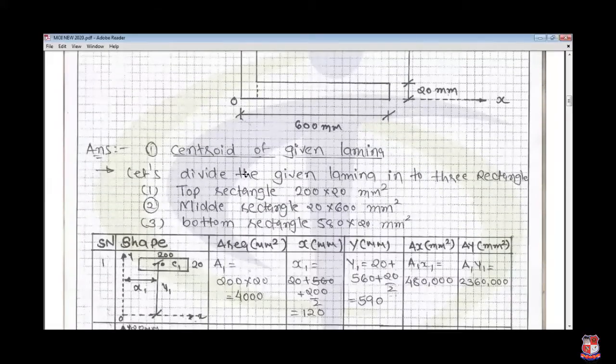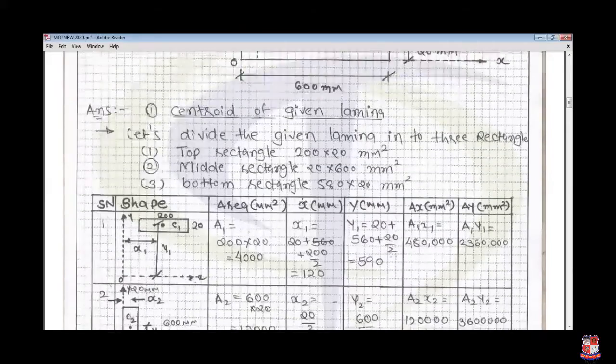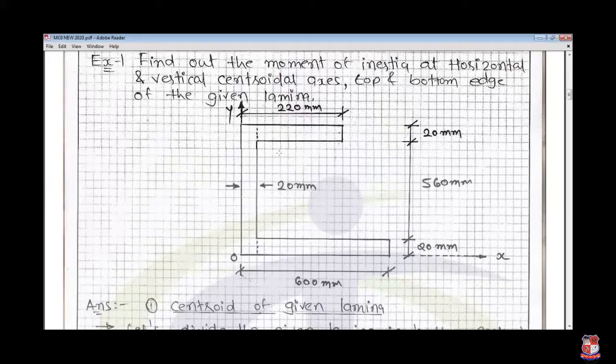So the centroid of the given lamina. First of all, you have to find out the centroid. Check whether it is symmetrical about any axis. No. If it is C-shaped, you may think it is symmetrical about an axis, but it is not, because it has different shapes of flanges. Now to find the centroid, you have to divide this lamina into 3 parts. How are you dividing this lamina? We are seeing here.